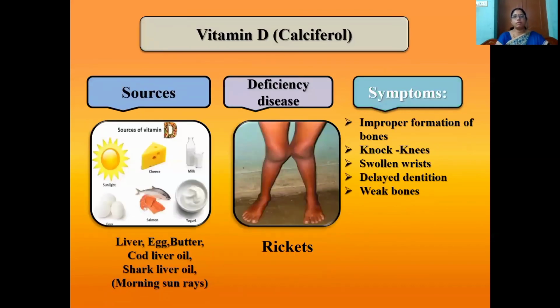The next one is vitamin D. This vitamin is also called calciferol. The sources of this vitamin: liver, egg, butter, cod liver oil, shark liver oil, morning sun rays. The deficiency of this vitamin leads to rickets. The symptoms of this disease: improper formation of bones, knock knees, swollen wrists, delayed dentition, and weak bones.